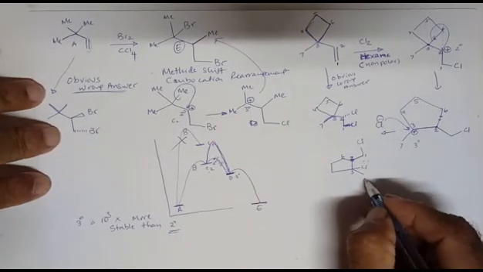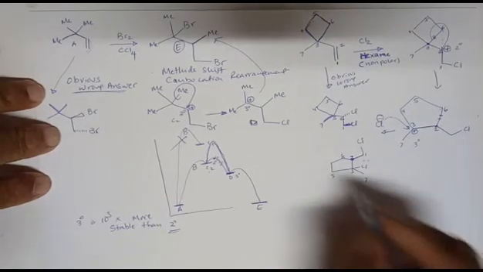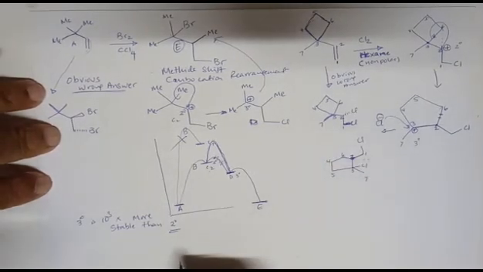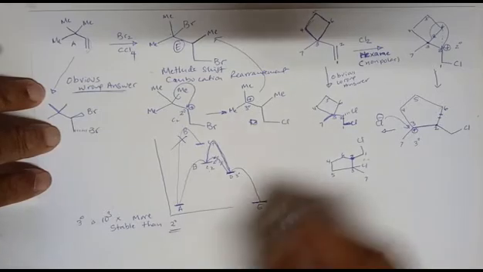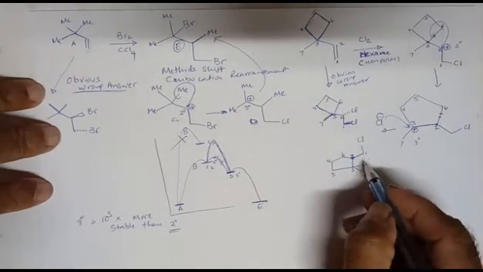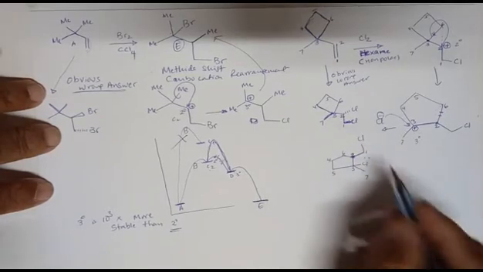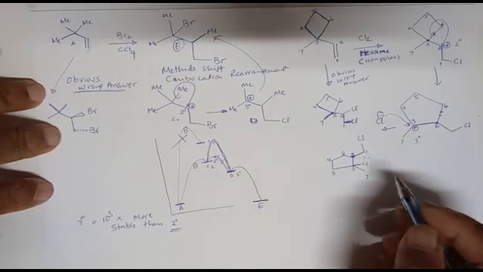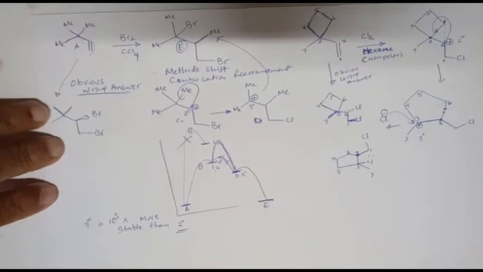That's a 7. This is 5. This is 4. Right? Look at the numbering. I'm keeping the numbering the same. So this is what we have to be focusing on. How do we do the carbocation rearrangement?